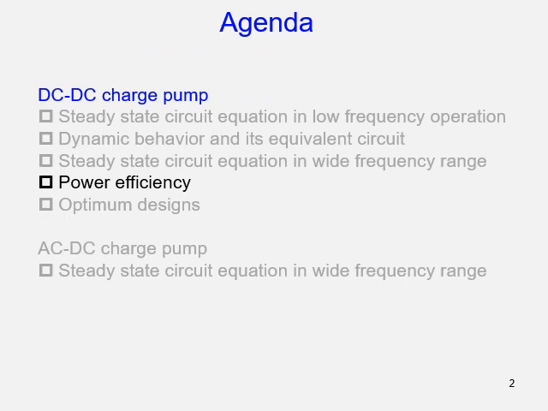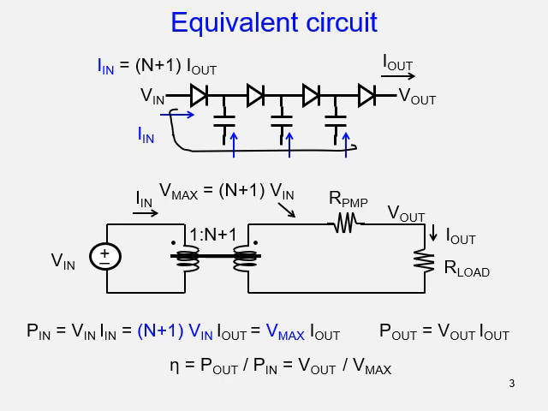Let's look at the power efficiency of DC-DC charge pump in this tutorial. Please recall the charge pump input current during steady state. When a charge pump outputs I out, which is the average output current, then the input current can be expressed by this equation because in the steady state, input current from the Vin equals the output current.